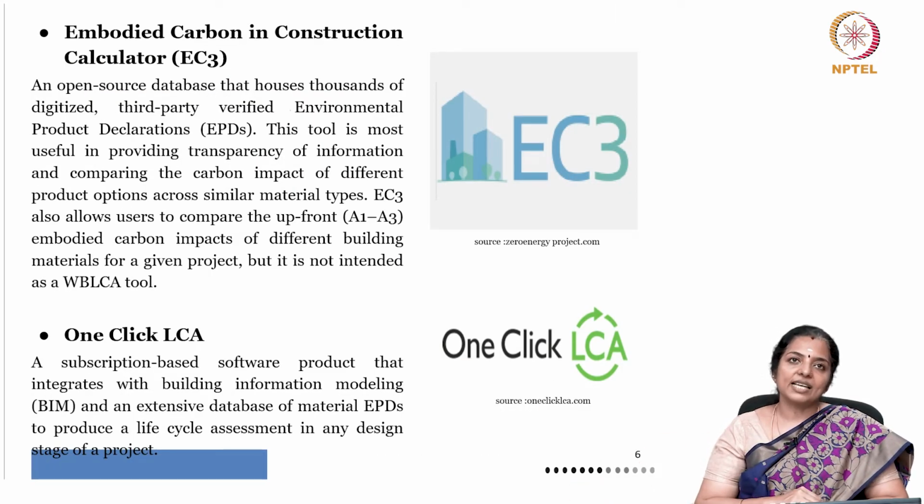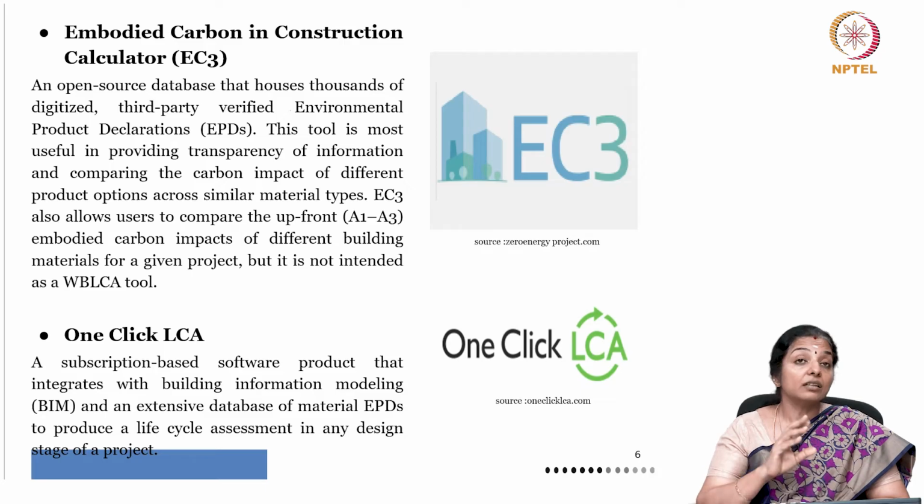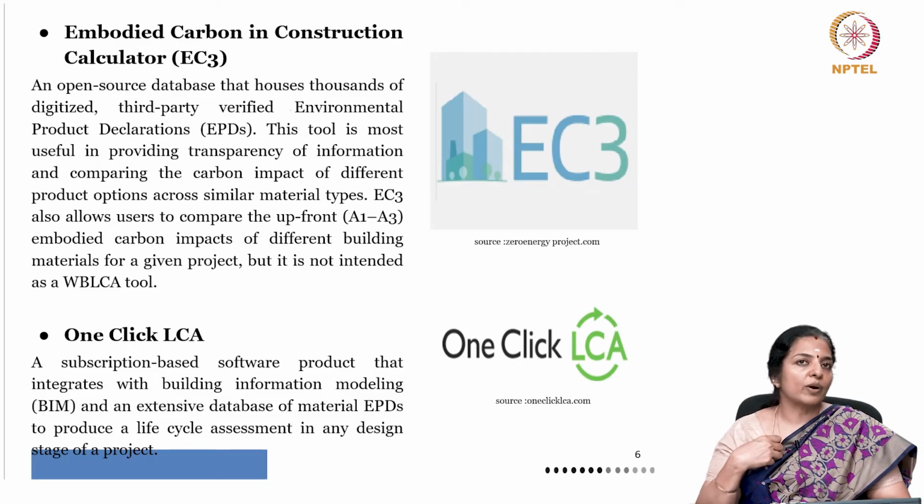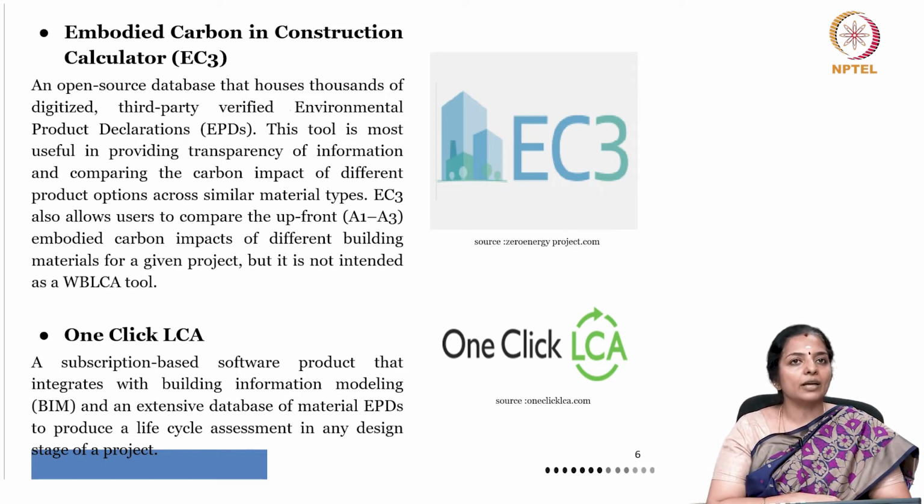Another tool for life cycle assessment is called the Embodied Carbon in Construction Calculator, EC3. It's an open source database that houses thousands of digitized third party verified environmental product declarations, and this tool is most useful in providing transparency of information and comparing the carbon impact of different product options across similar material types.